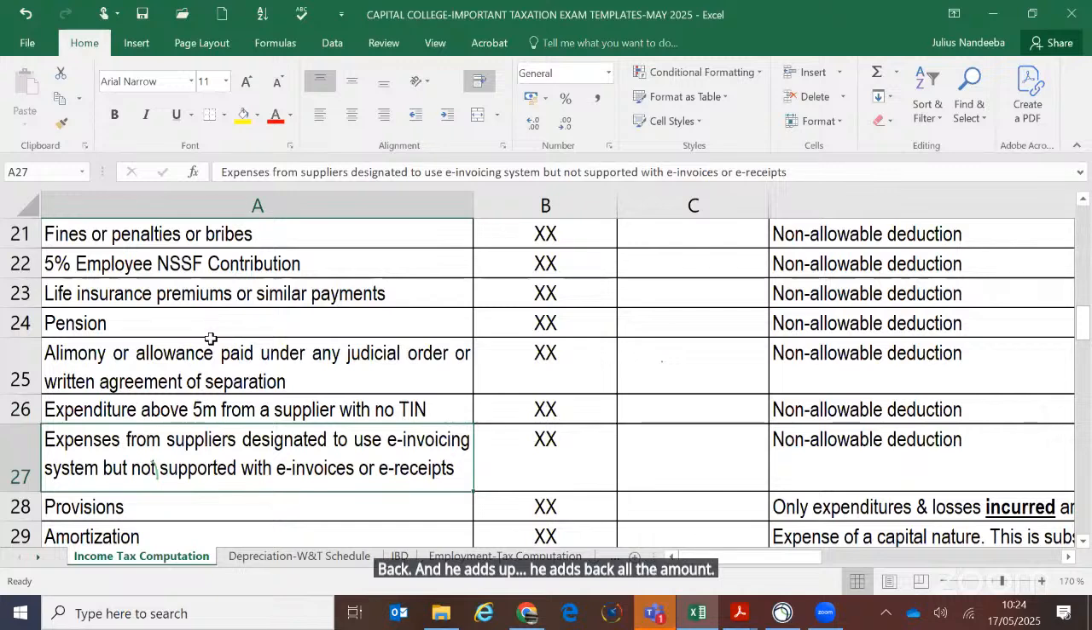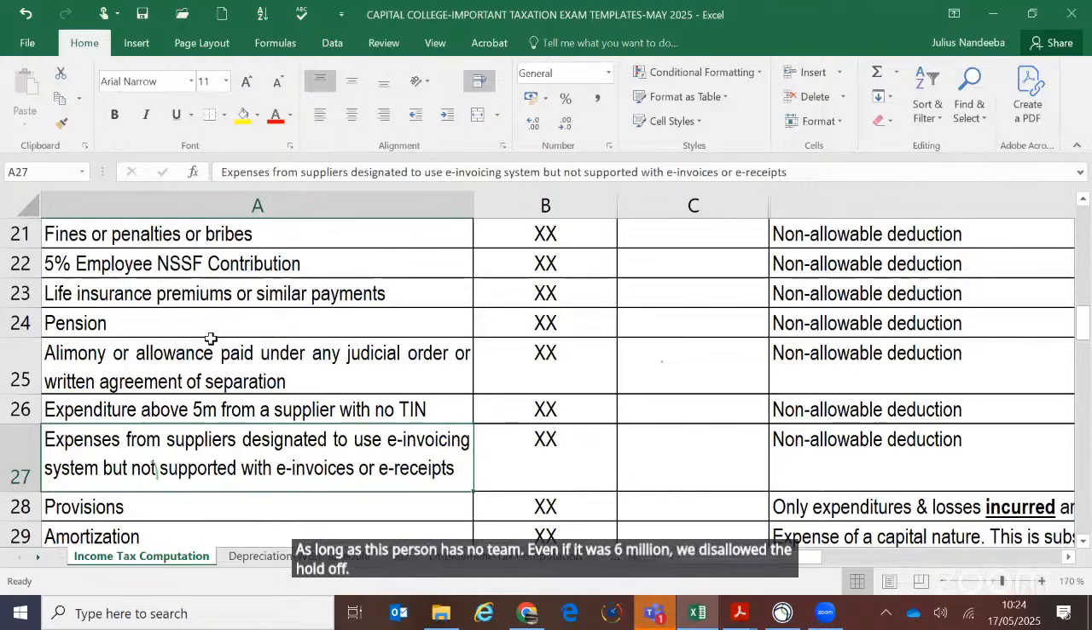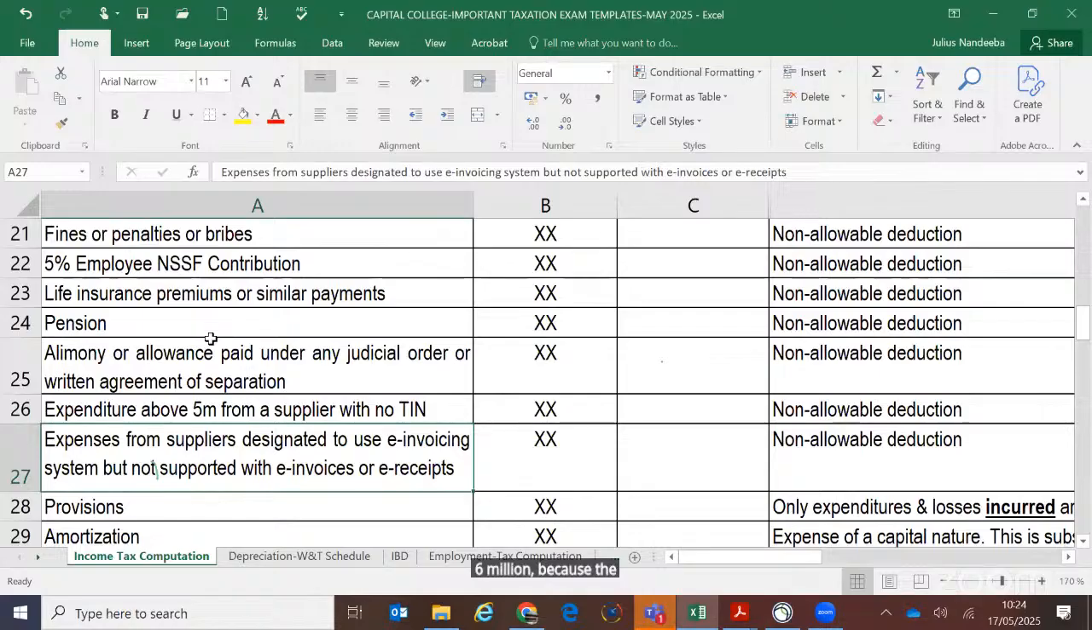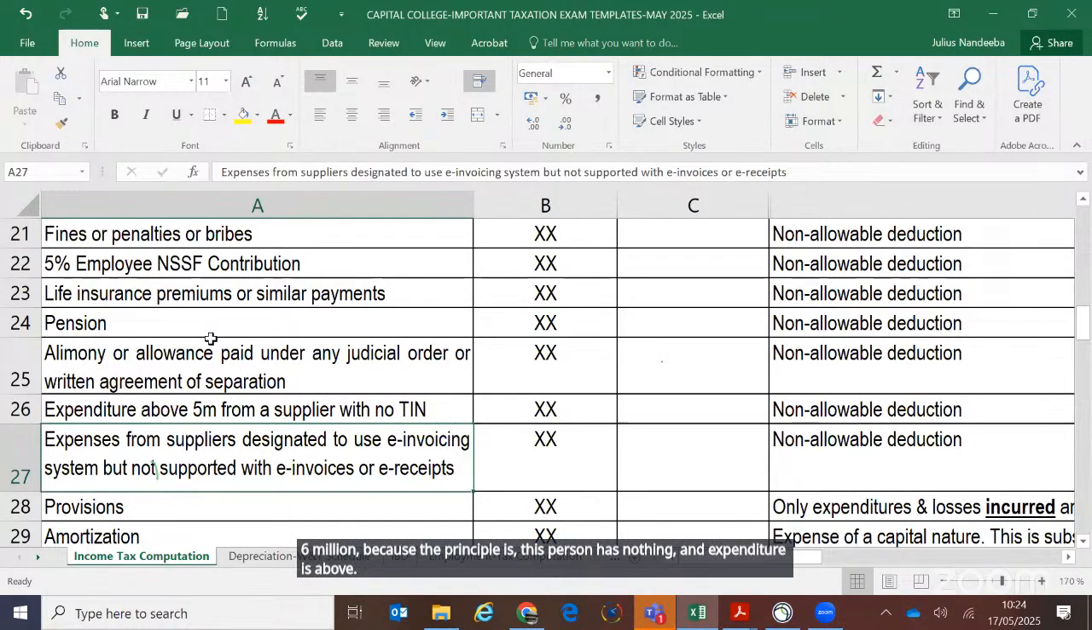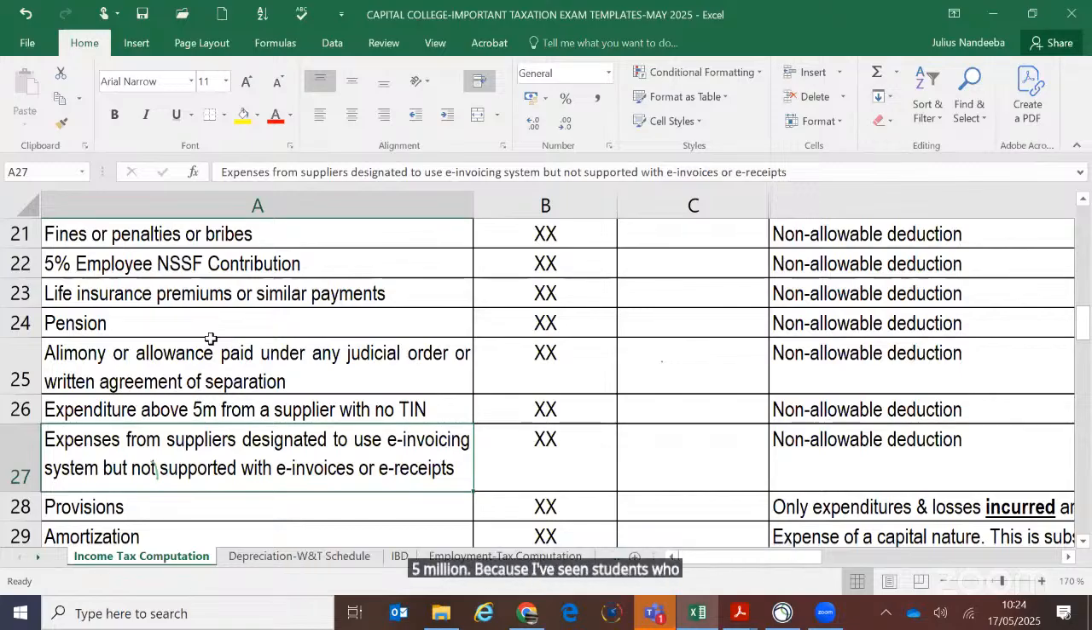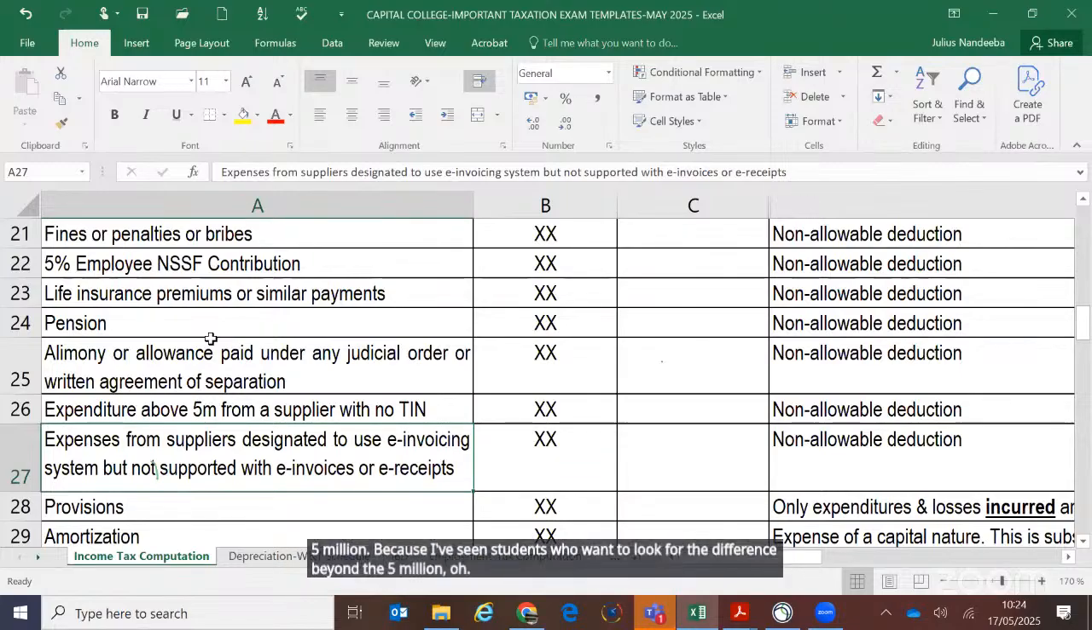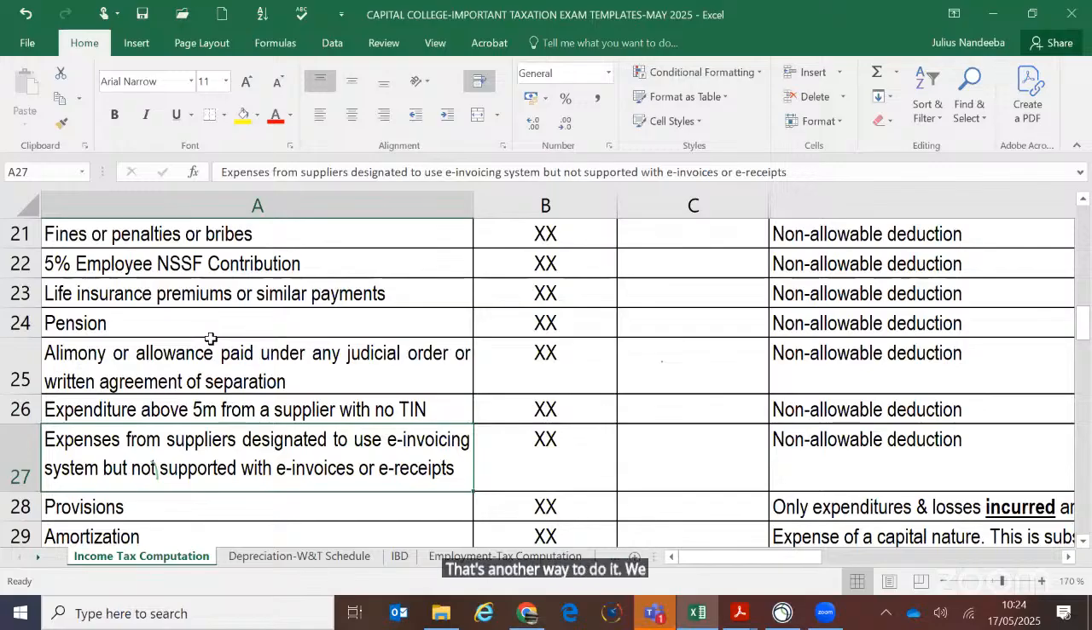If it was 10 million, do not say 5 is allowed and then the other 5 is not allowed. No. As long as this person has no TIN, even if it was 6 million, we disallow the whole of 6 million because the principle is this person has no TIN and the expenditure is above 5 million. Because I've seen students who want to look for the difference beyond the 5 million. No, that's not how we do it. We disallow the whole expenditure at that point.